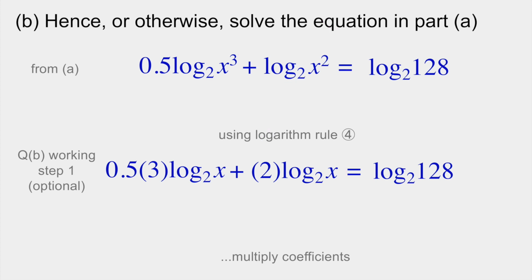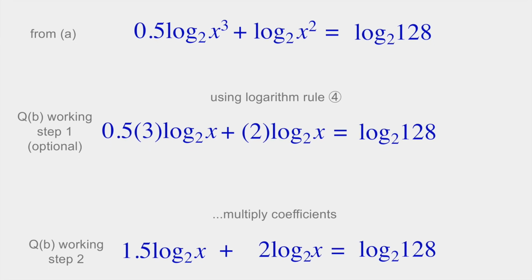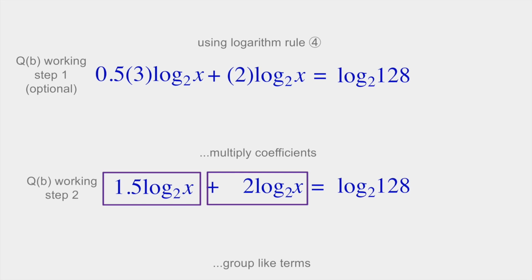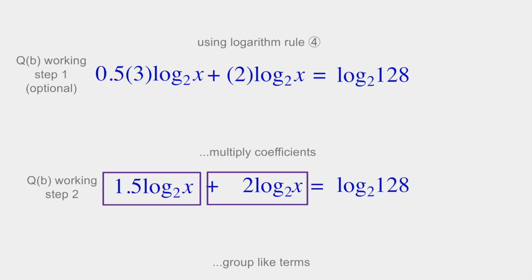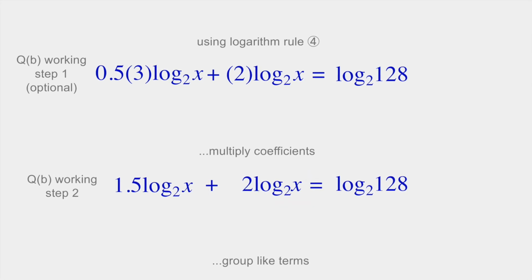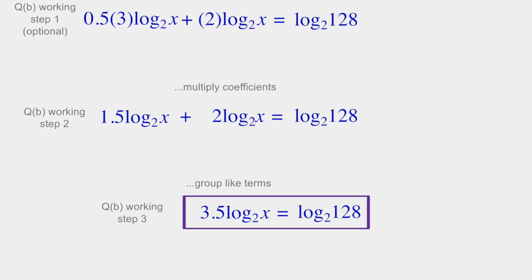And so now when I multiply those out and simplify them, we now go on to working step number 2, where both of these log terms are now groupable because they are both just the log base 2 of x. We got 1.5 of them here on the left, another 2 of them at the second term here. So finally we can group them together and we get 3.5 log base 2 of x.